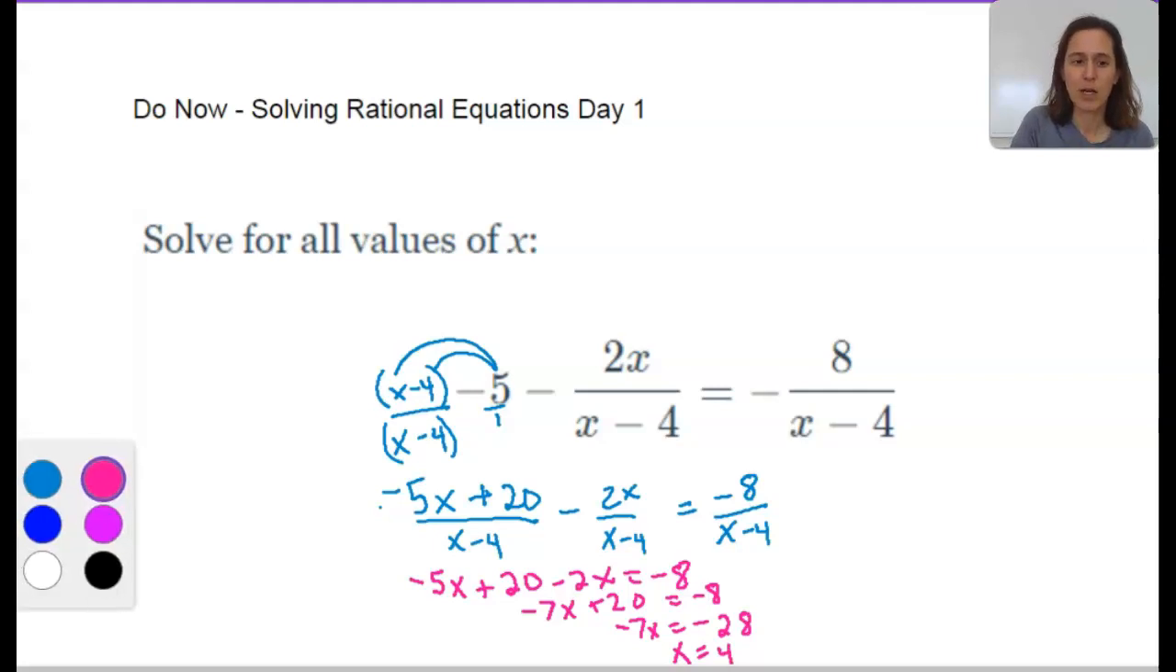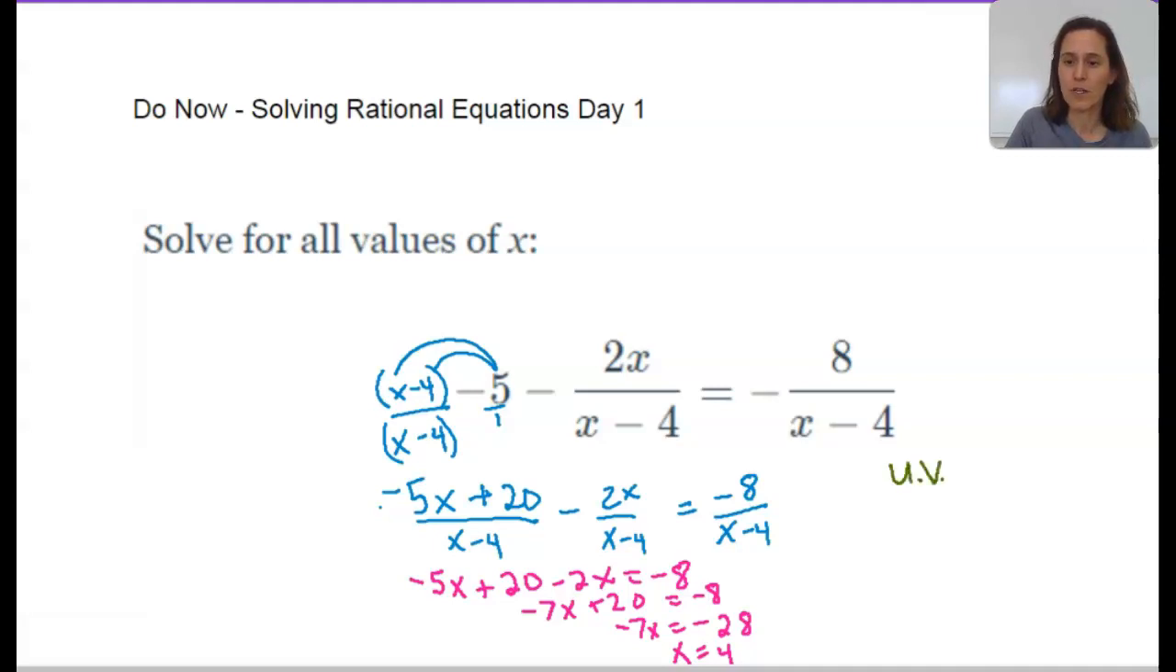Now the last piece of the puzzle, which people tend to forget about, is finding the undefined values. The undefined values come from your common denominator, all the parts of your common denominator. So we would set x minus 4 equal to 0, add the 4, so your undefined value is 4, meaning x cannot equal 4. In our case, we did get the solution of 4, but the problem is if I put 4 back in for x, I get 0, and I can't divide by 0, so that means my answer is no solution. So we're coming back to no solution as being possible answers.